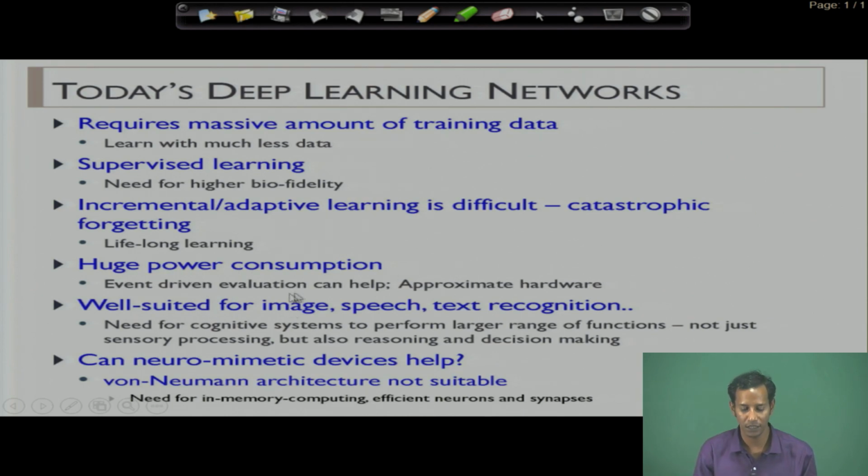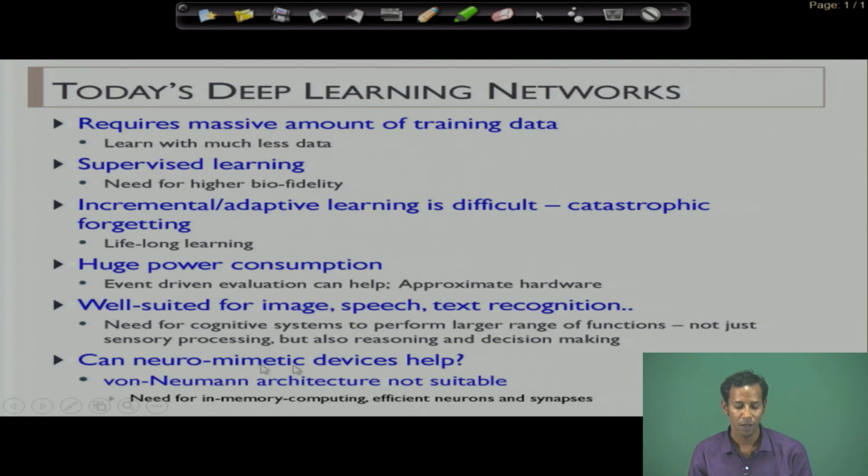It also needs huge power consumption. So event driven evaluation can help, using approximate hardware. This is one of the techniques used to reduce power consumption, along with the techniques we have already seen. So we need research focused on making processing elements with processing power at its highest and power consumption at its lowest. This deep learning network is very well suited for image, speech and text recognition.